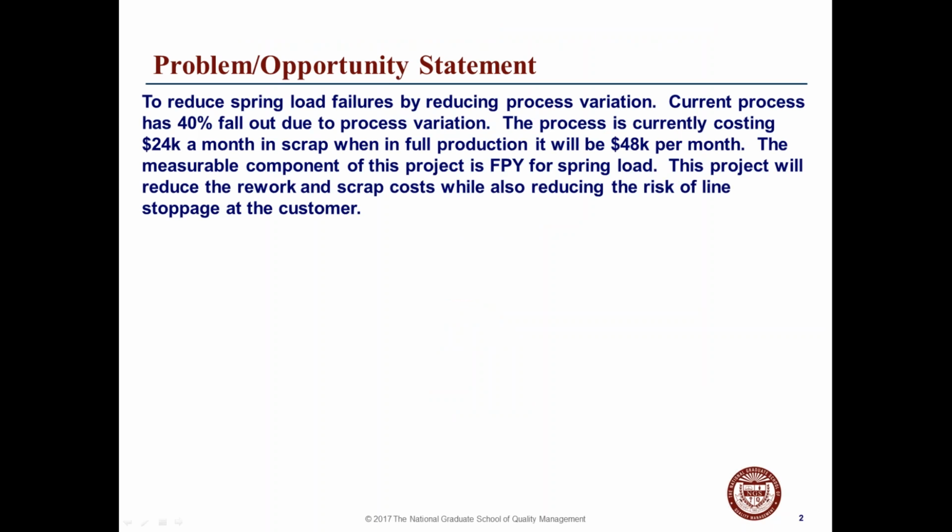Okay, so the problem/opportunity statement: to reduce the spring load failures by reducing process variation. The current process has 40% fallout due to process variation. The process is currently costing $24K a month in scrap. When in full production, it will be $48K per month. The measurable component of this project is FPY for spring load. This project will reduce the rework scrap cost and will also reduce the risk of line stoppage at the customer.